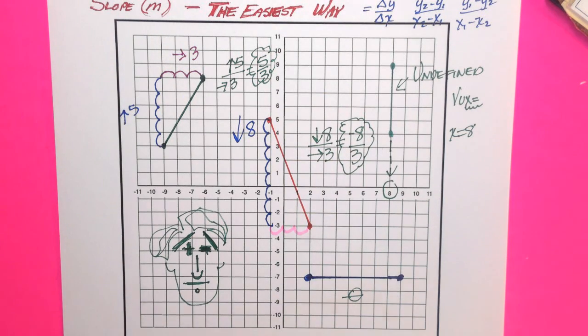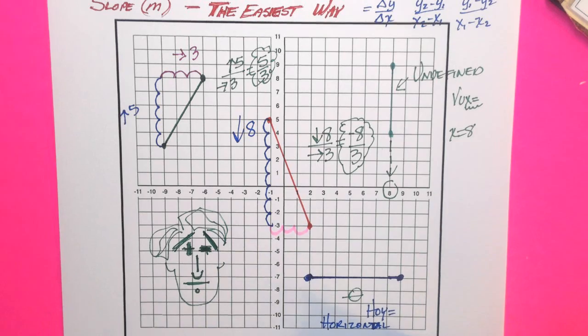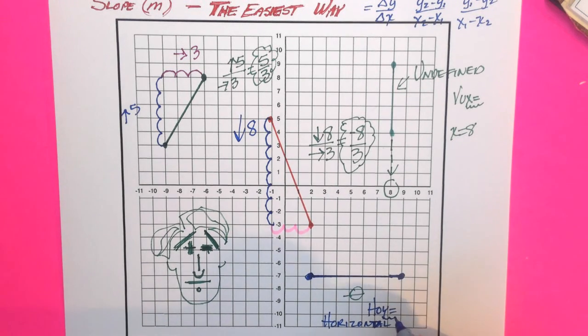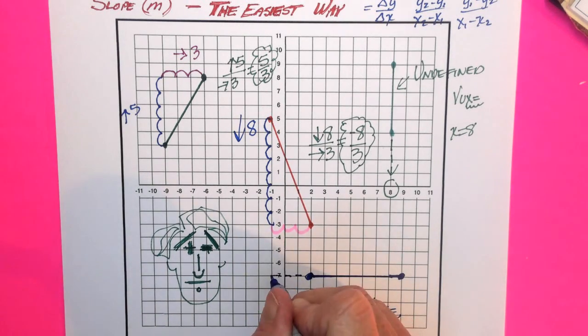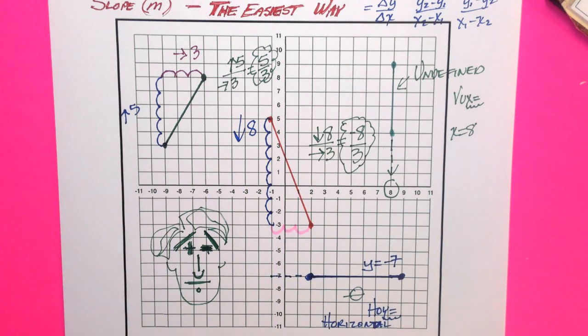Likewise, this horizontal line, you're supposed to remember with the mnemonic device HOY equals. If it has a zero slope, it is a horizontal line. And its equation is y equals wherever it would hit the y-axis. The equation of this line would be y equals negative 7. Quick review on easy slope and equation of horizontal and vertical lines.